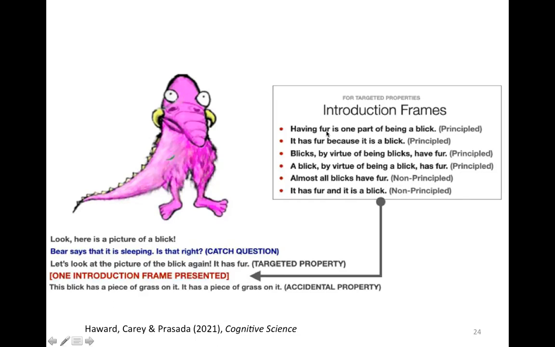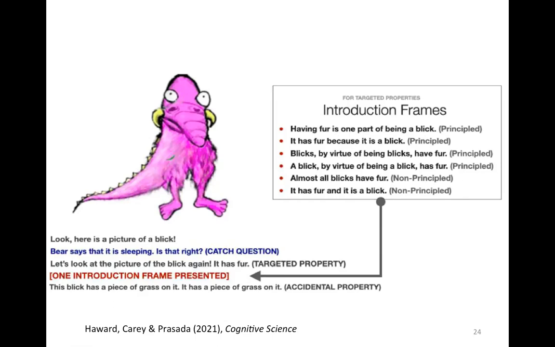In contrast to having fur is one part of being a blick. It has fur because it's a blick, or blicks by virtue of being blicks have fur. And a blick by virtue of being a blick has fur. All four of these give clear evidence that there's a principal connection between the kind and the property.